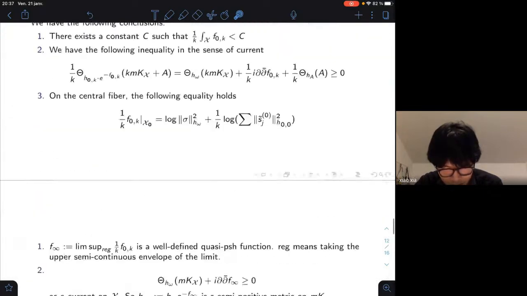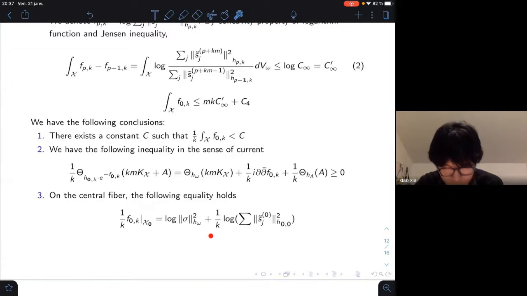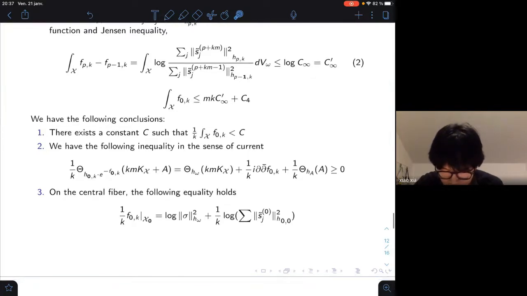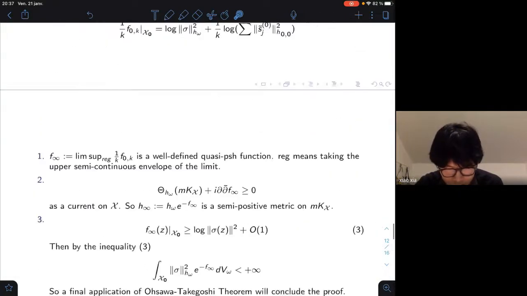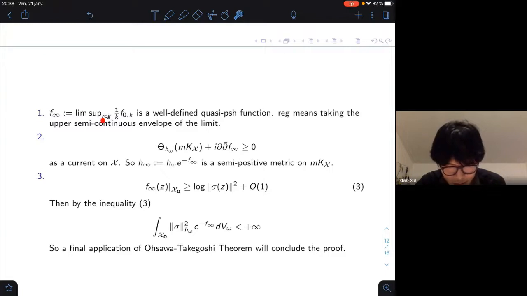Okay, now I have those three properties for f_{0,k}, and those three properties will give us the desired property for the limit. Now we take the lim sup of 1 over k of f_{0,k}. We take the upper semi-continuous envelope over the limit. This is the technical term. When you take the upper semi-continuous envelope, in the end you will get a quasi-PSH function here.